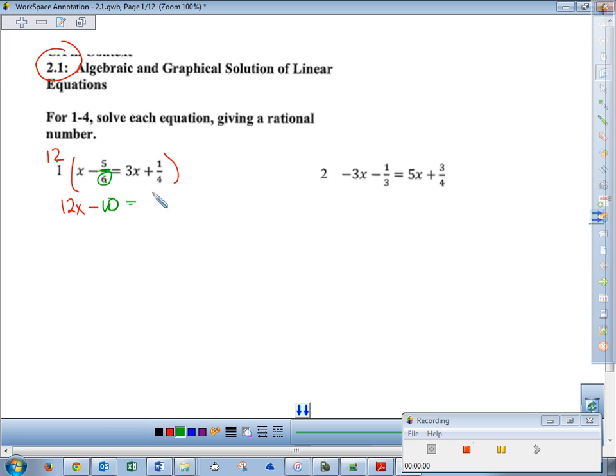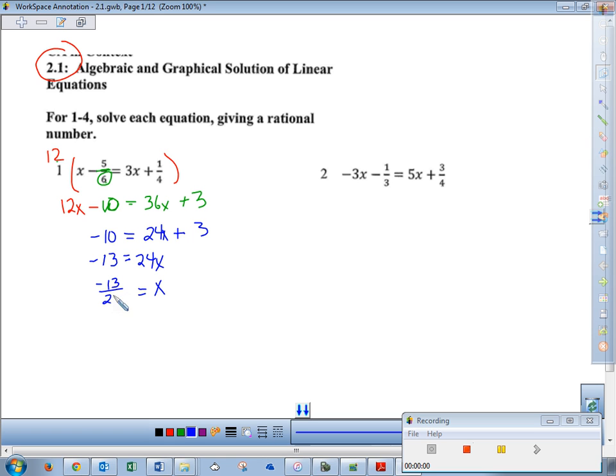Equals 12 times 3x is 36x. Plus 4 goes into 12 3 times. Take that times your numerator and you get a 3. There you go. No more fractions. Solve for x. Get your x's on one side. Get your constants on the other side. So negative 10 equals 24x plus 3. Subtract 3. Negative 13 equals 24x. And then divide both sides by 24.